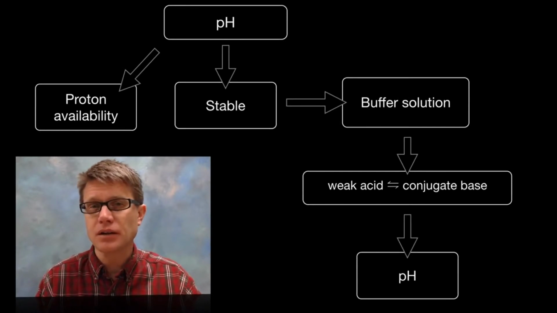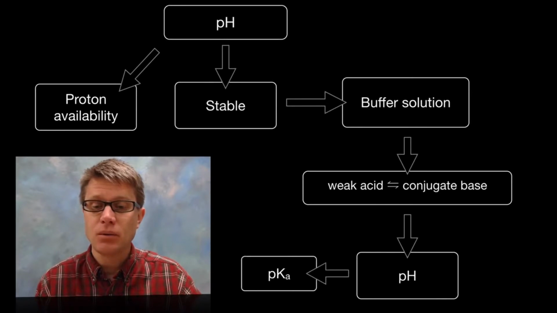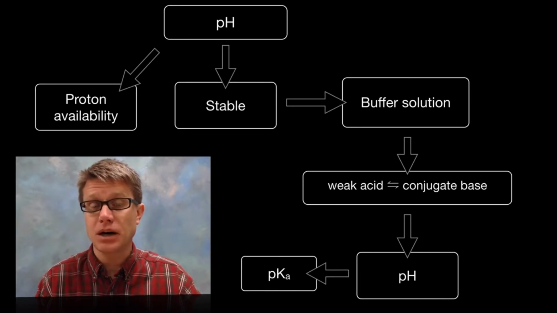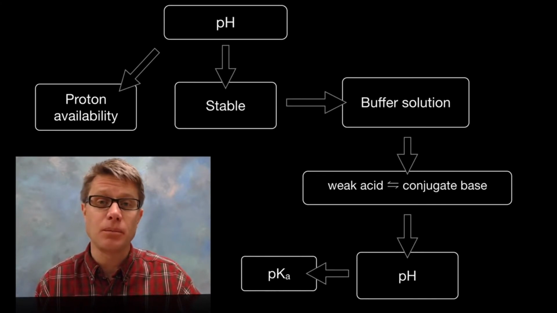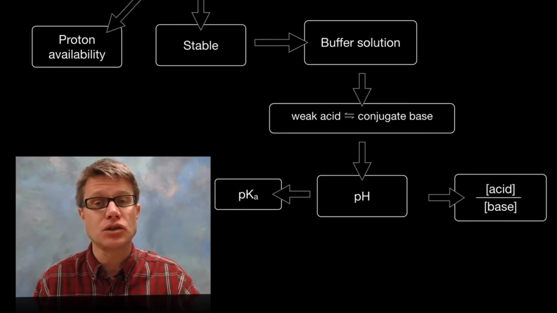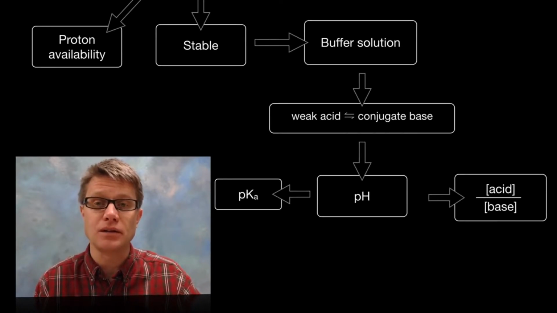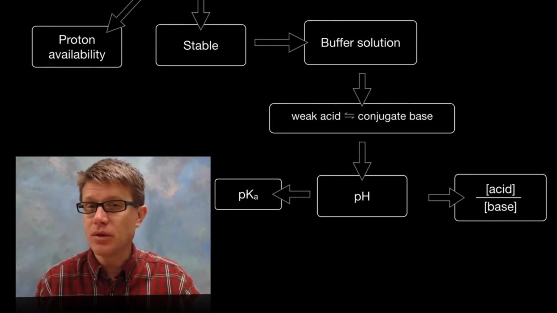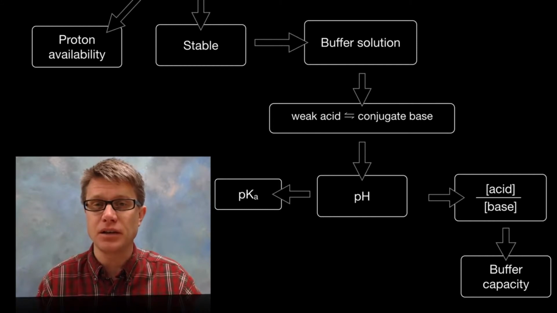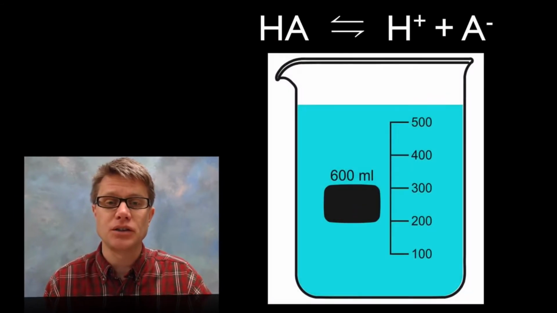And so what's going to affect the pH of that reversible reaction? Well, the first thing is the pKa, which is going to be the equilibrium constant. And so if we can keep that equal to our pH or around our pH, that's going to keep our pH stable. And also we could look at the concentration of the weak acid to its conjugate base. If we can keep those values equal as well, that's going to increase the buffer capacity. And we'll look at that algebraically in just a second.